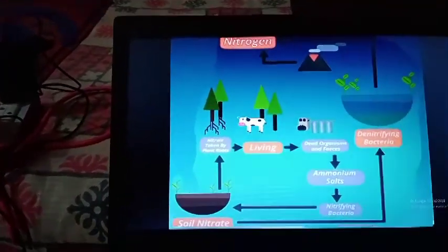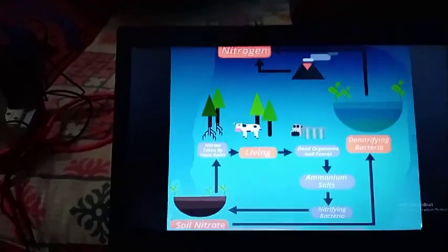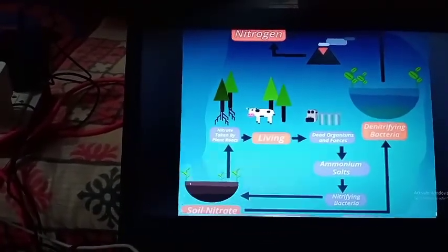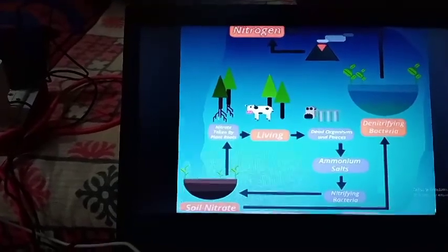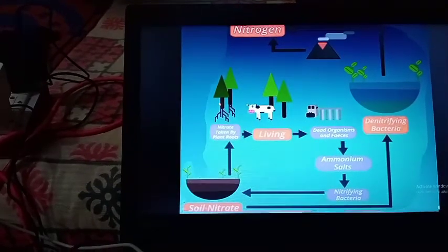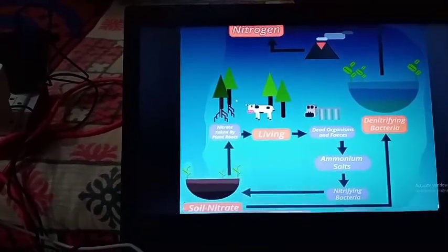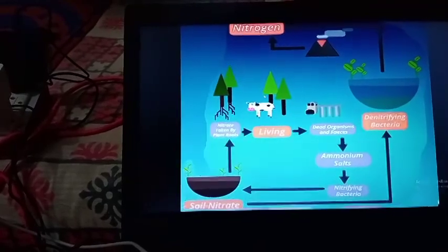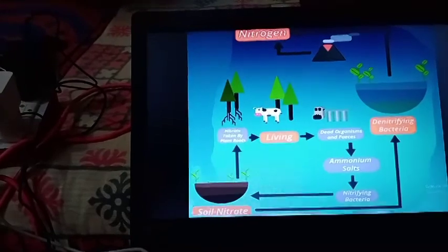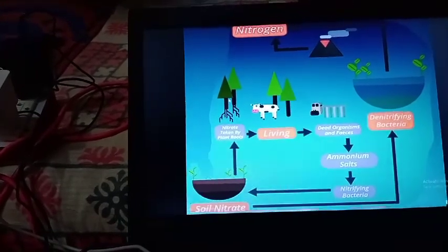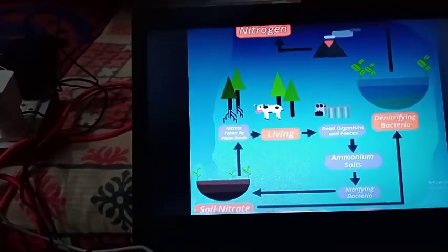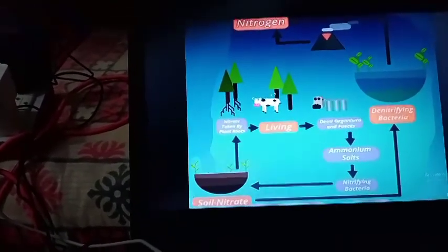So we can see this in pictorial form. The nitrogenous compound in the soil is absorbed by the plants. So nitrogen reaches the plants in the form of protein. So the plants are eaten by animals. So protein reaches the animal's body. So thus nitrogen reaches the animal's body. The protein helps the plants and animals to grow and repair the damages in their body.